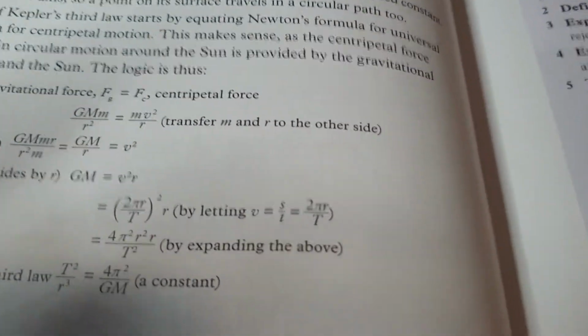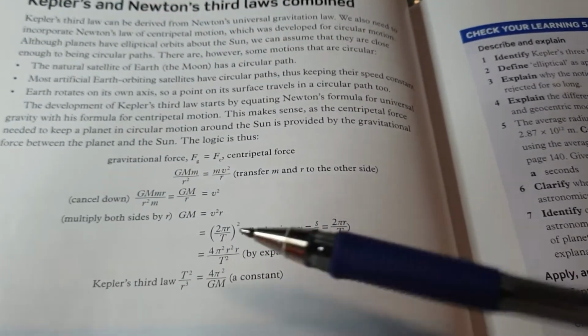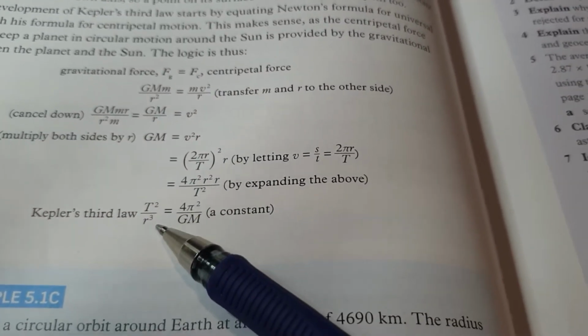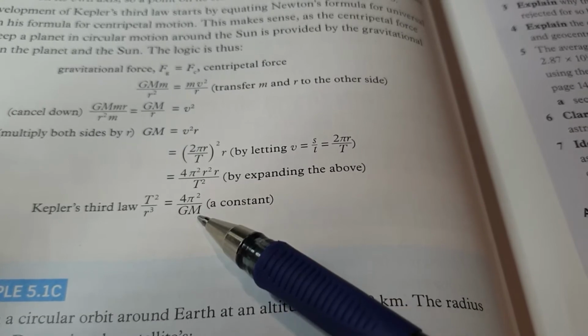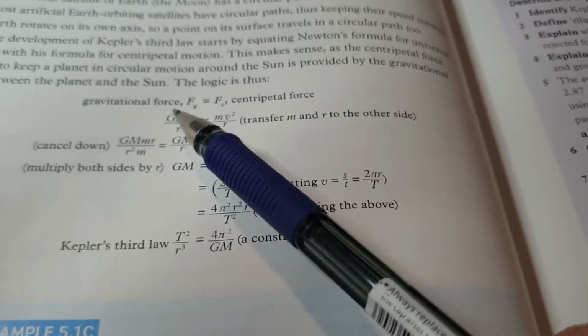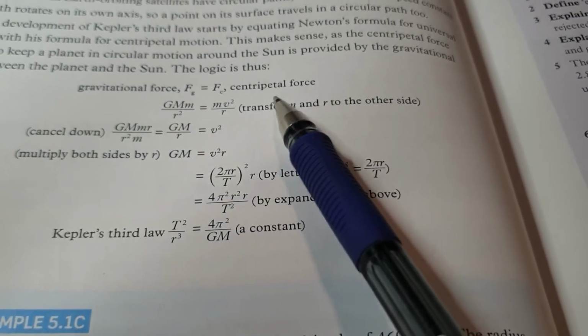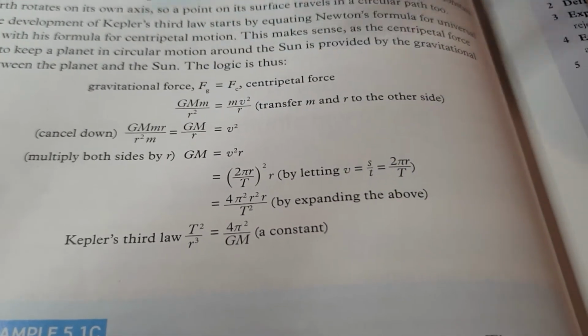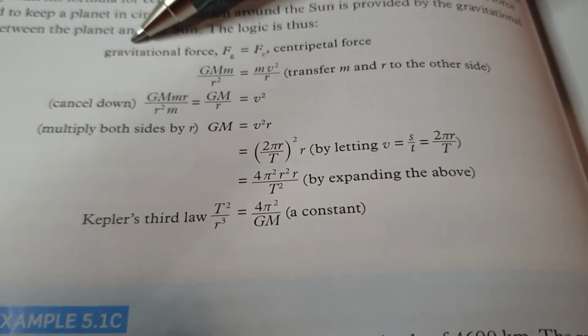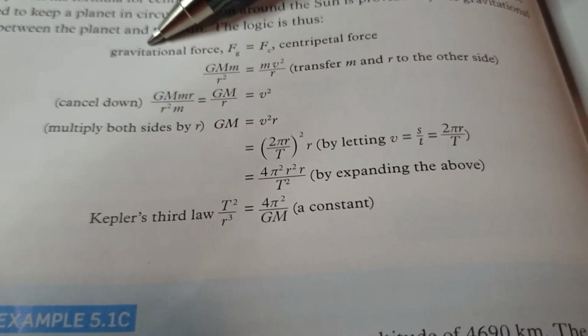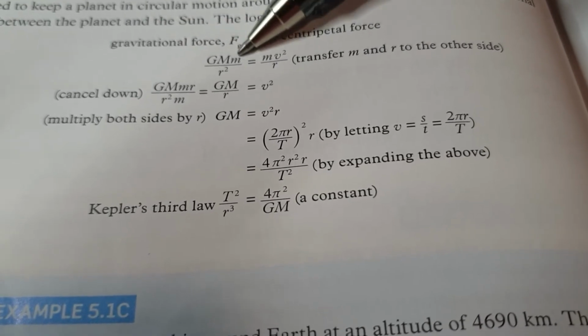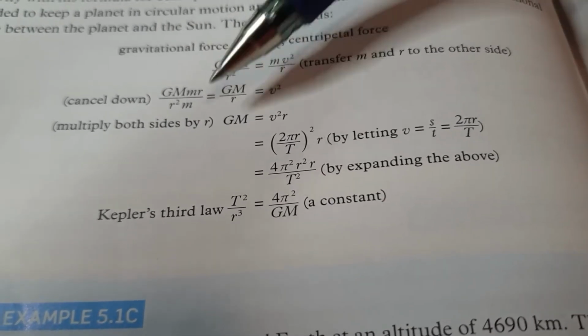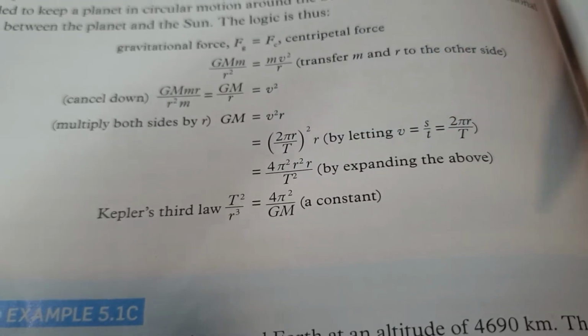Now, it specifically says in your syllabus that you have to know that this rule, Kepler's third law, T squared on r cubed equals 4 pi squared on GM, is derived by saying the gravitational force and the centripetal force must be equal. So by combining these 2 rules, the gravitational force and the centripetal force, you can derive Kepler's third law.